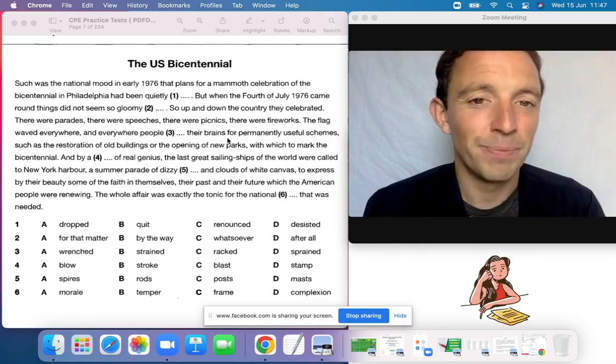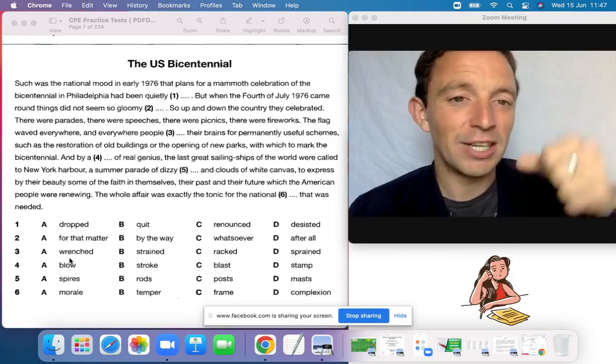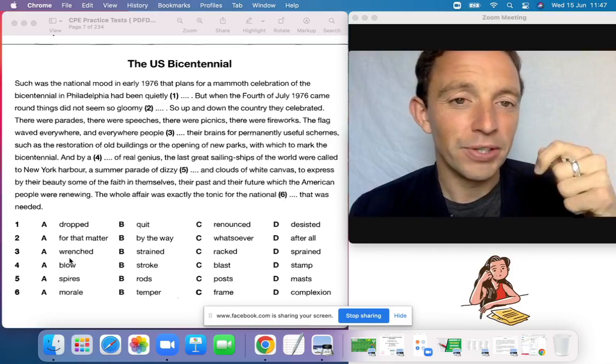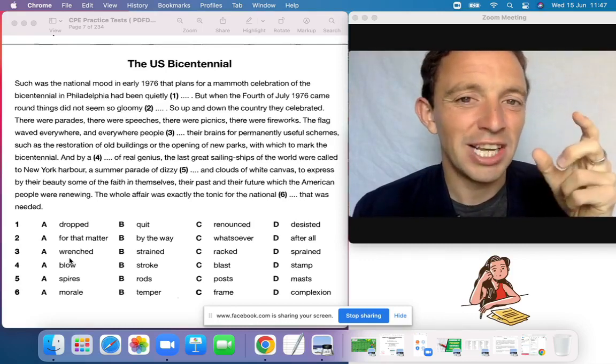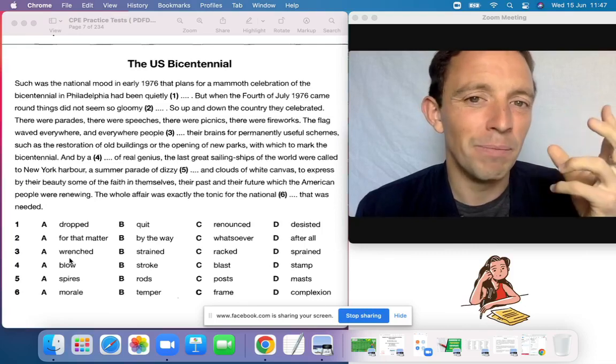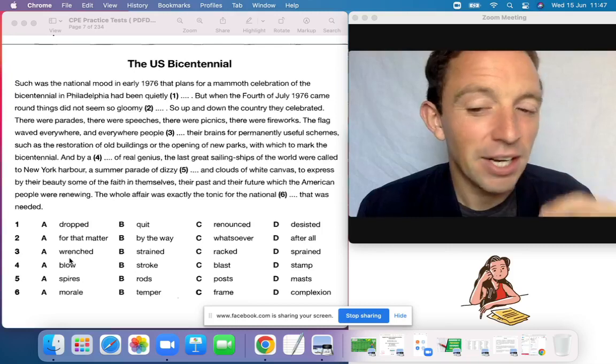Now, wrench. A wrench is a tool. When you fix a bicycle, you need a wrench. But it's also metaphorical, like a problem. It's a wrench in the project. It's a problem, causing a problem. And it's in that particular context.